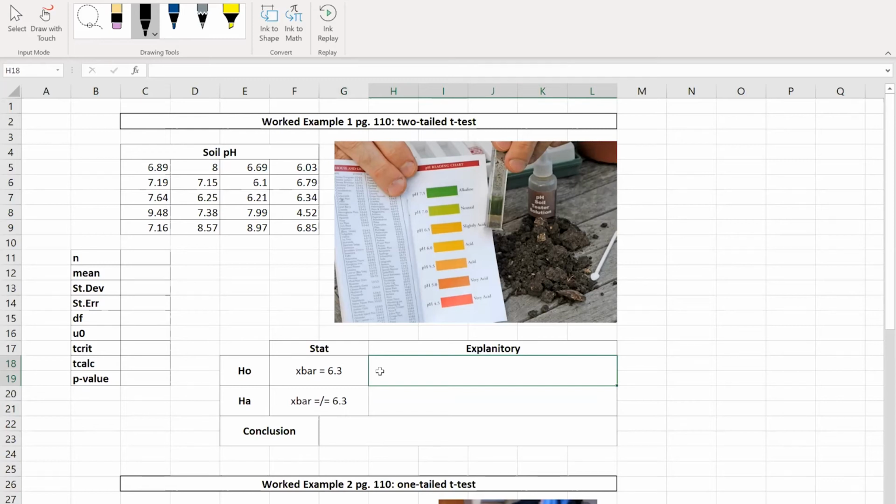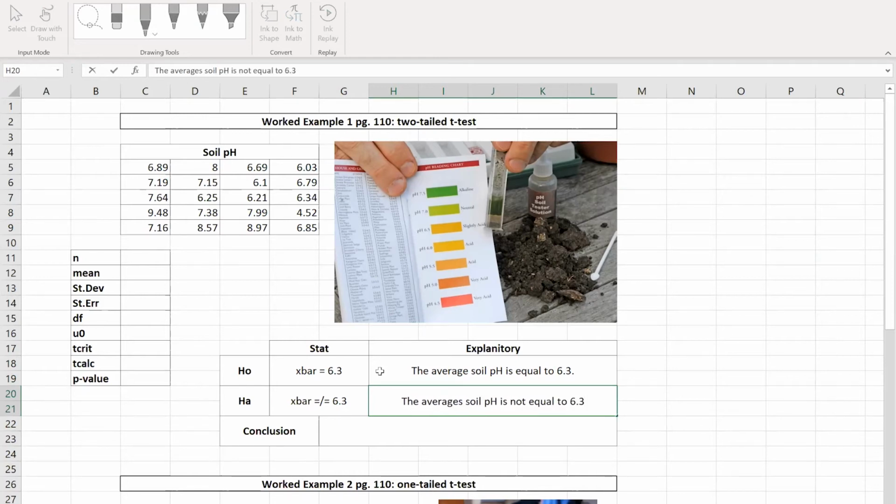Putting that into English, our biological terms, would be that the average soil pH is equal to 6.3. The alternative is that the average soil pH is not equal to 6.3.